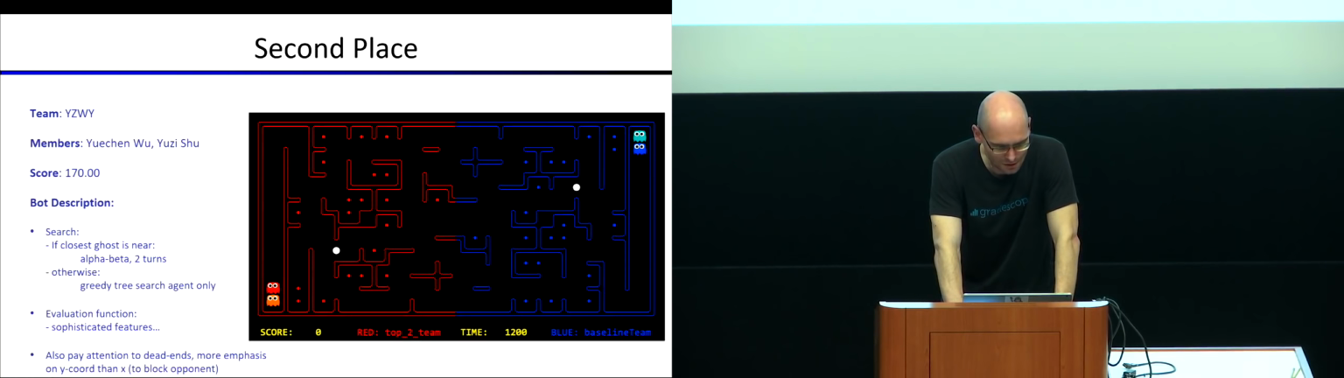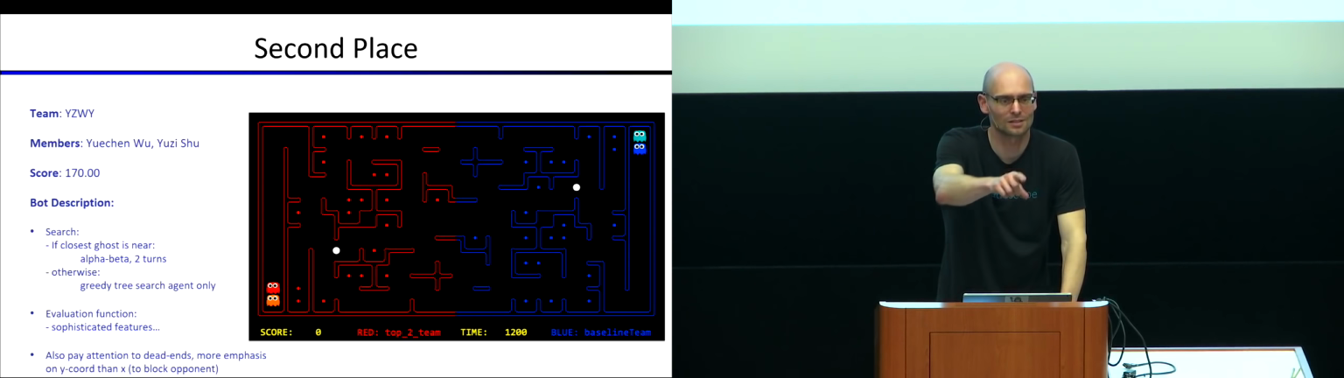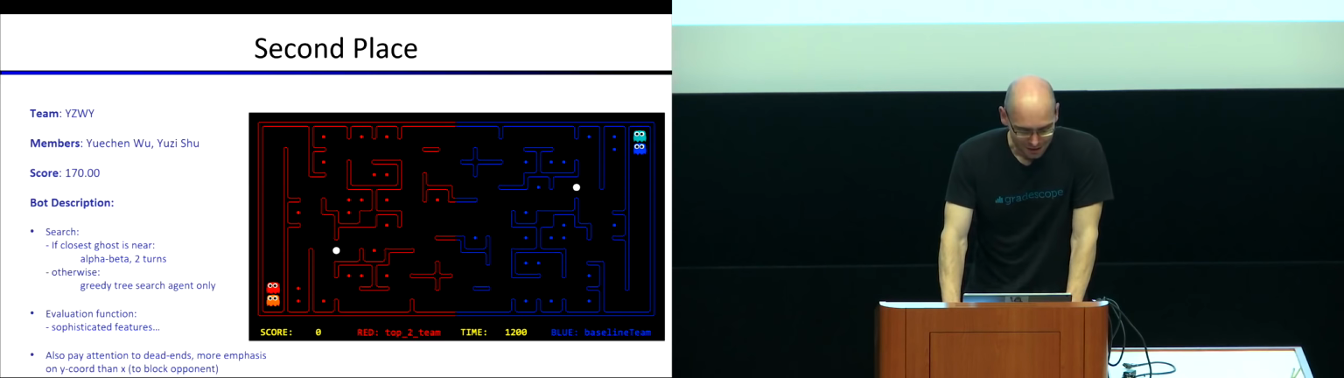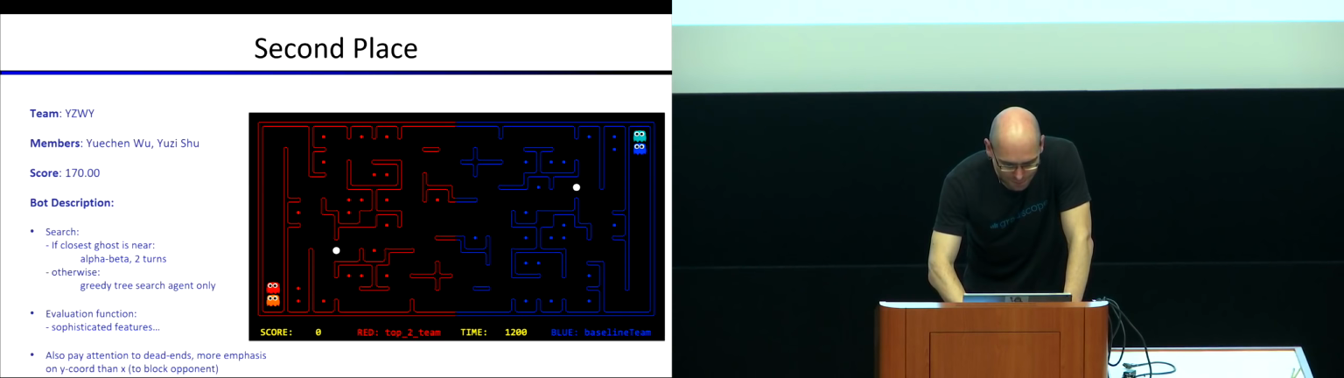Second place is YZY, Yuchen Wu, and Yuzi Shu. Are Yuchen and Yuzi here? Both here. Congratulations. You run a search, and I'll play this in parallel to explaining.